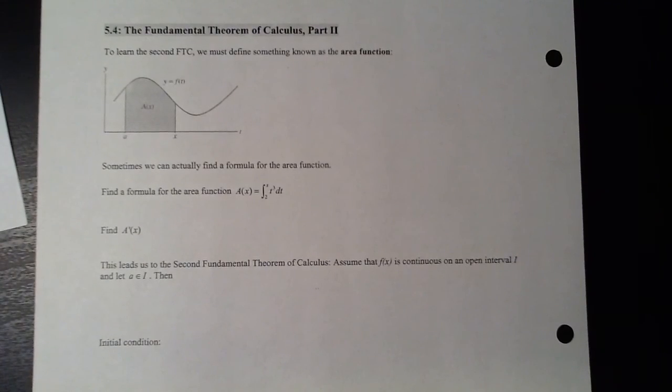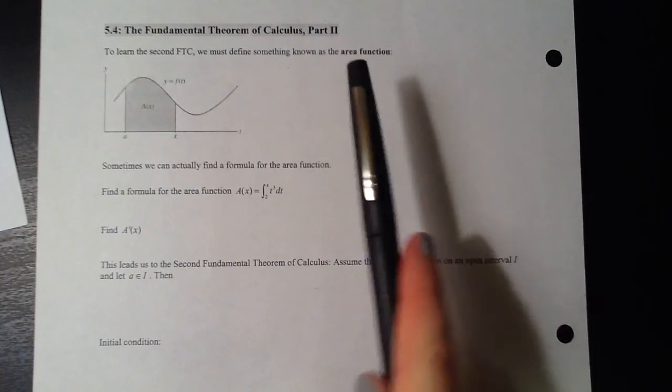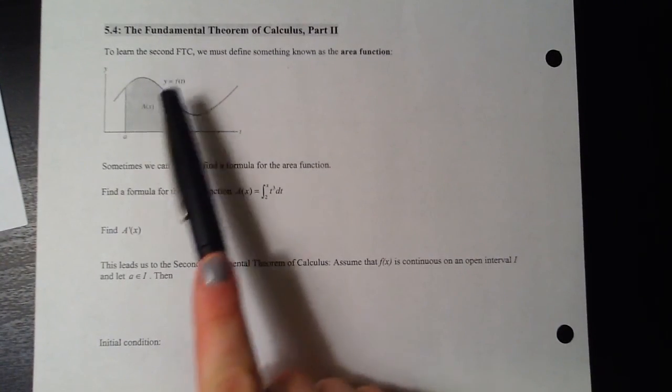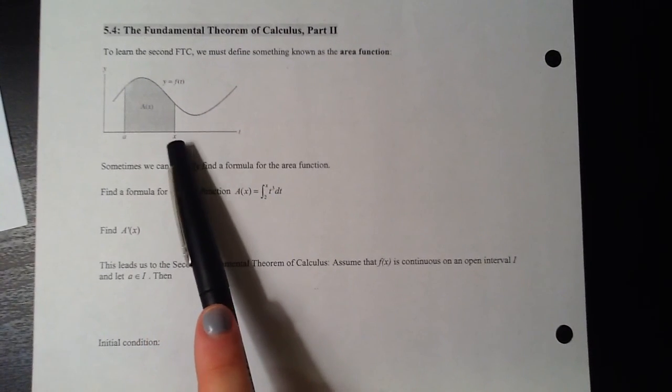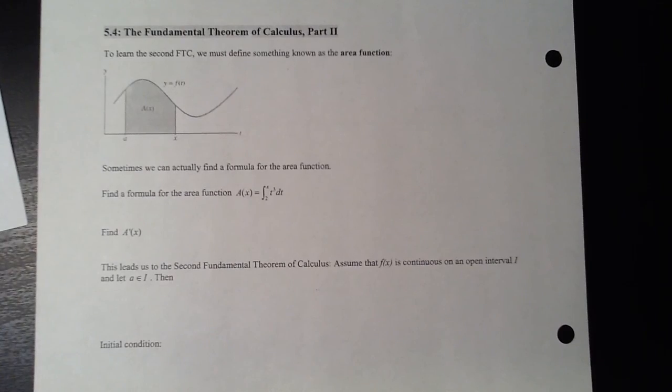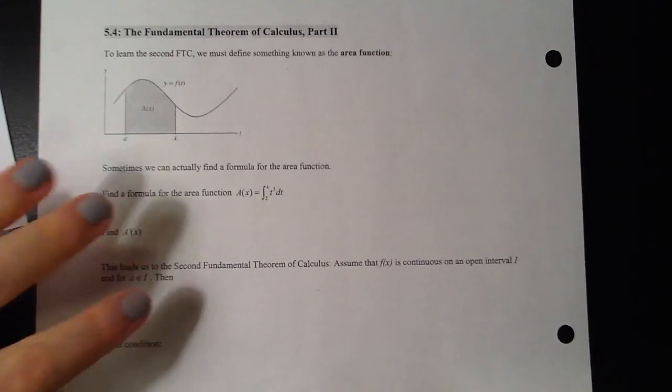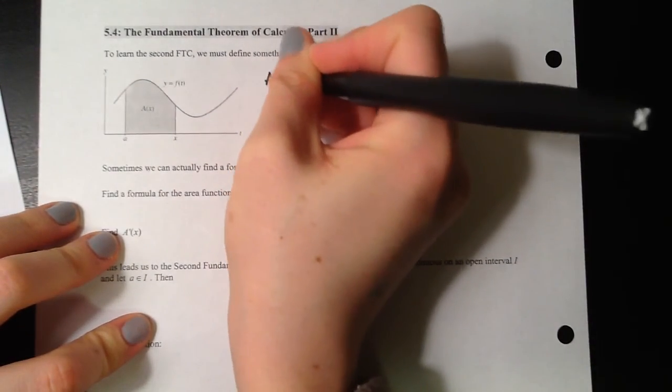And we're going to talk about this thing called the area function. So if you take a look at the picture that I've got there, we've got a function, f of t, that's the curve that kind of rolls up and down here, and then A of x is the area function, and that's the accumulated area starting at a set point a and then ending at a variable point x. Okay, so I'm going to write down exactly what that notation means. A of x is the area function.